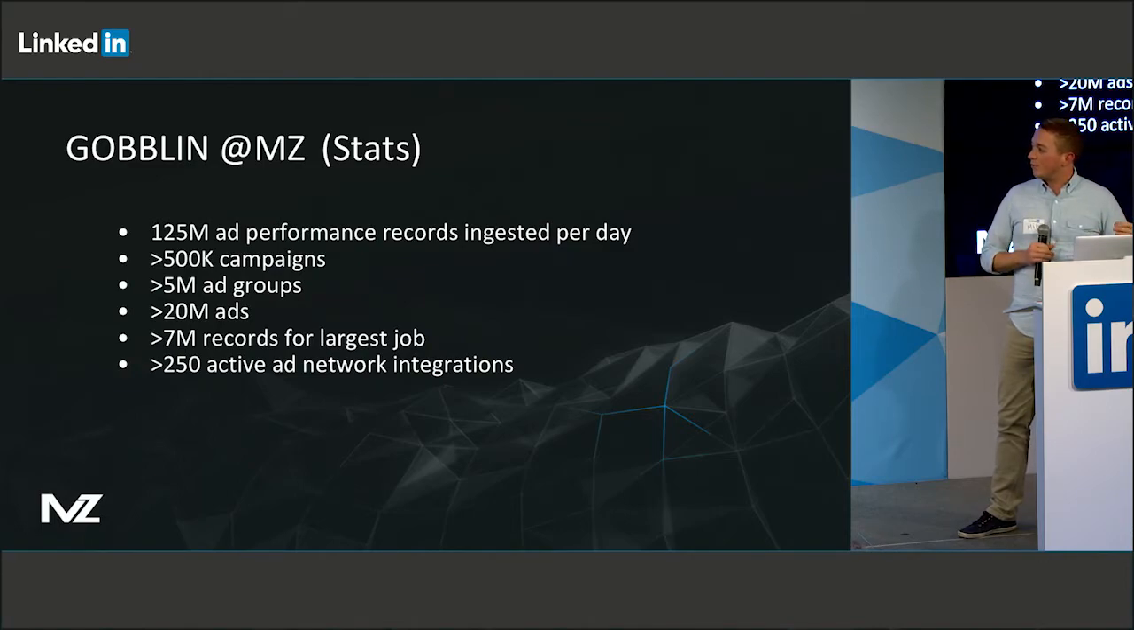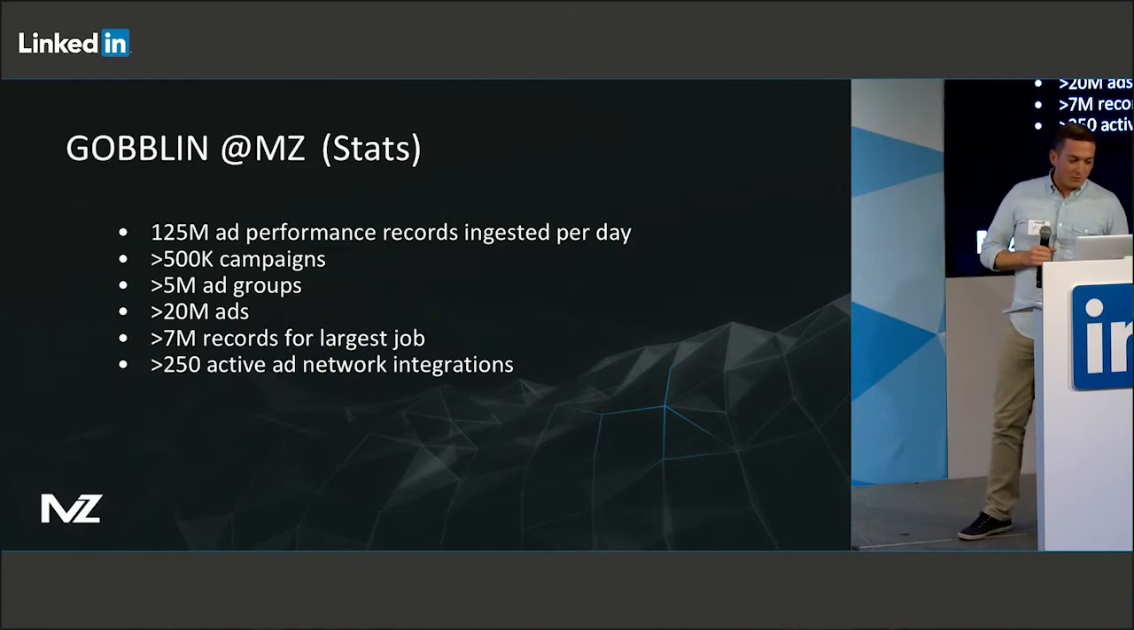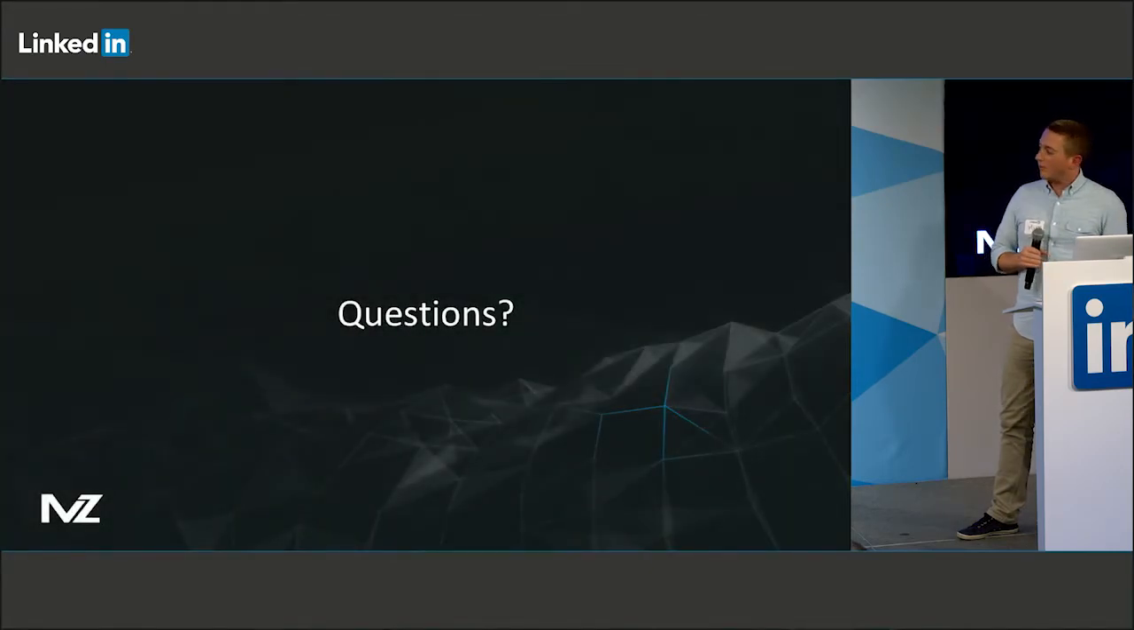I know I said 300 before, but we have sort of a revolving door of ad networks because some are good, some are bad. We have to kind of cull the herd. And yeah, so that's basically what we do with Gobblin. Any questions?